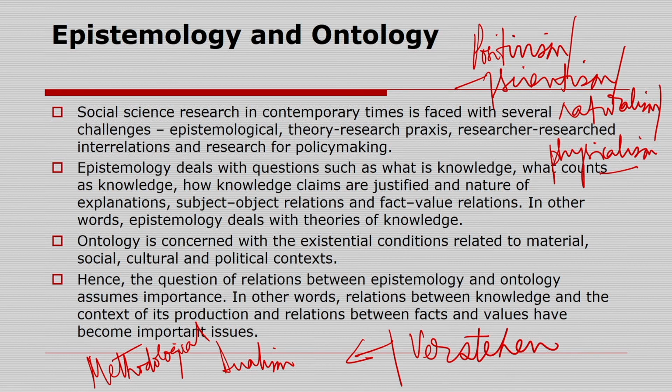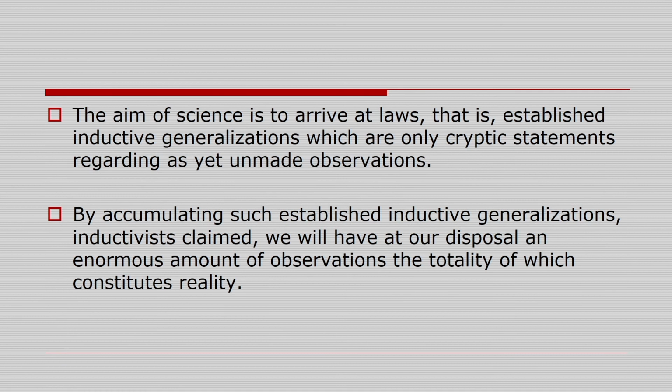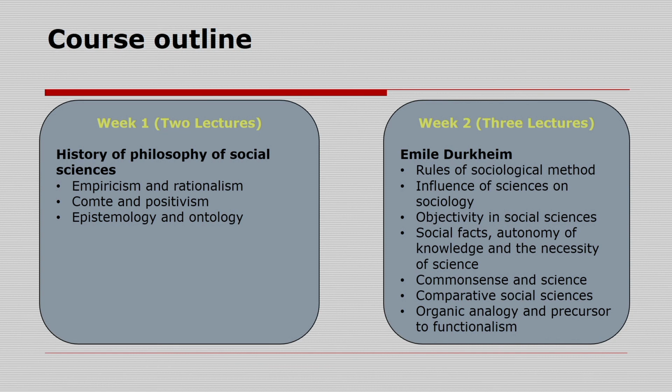Okay. What we are going to do in the second week, I mean that will be the third lecture, we are going to discuss three lectures in the second week. We'll start with Emile Durkheim's rules of sociological method, and then in these three lectures we'll move on to influence of sciences on sociology, objectivity in social sciences, social facts, and the autonomy of sociology, and the necessity of science, common sense and science, comparative social sciences, and organic analogy and precursor to functionalism.